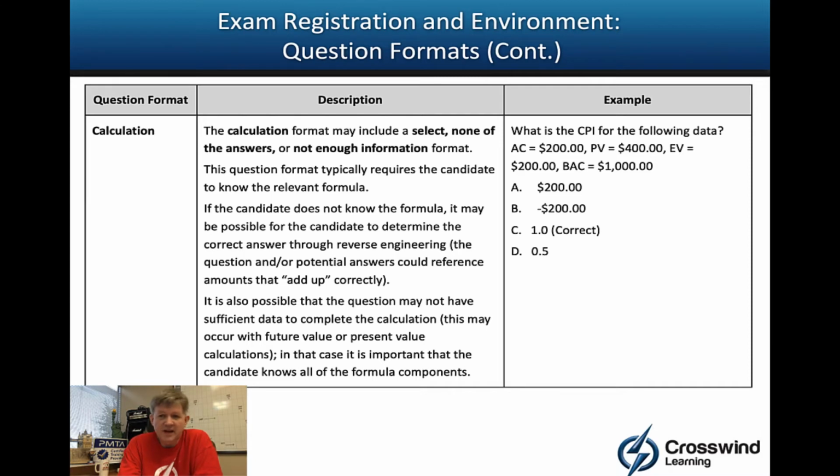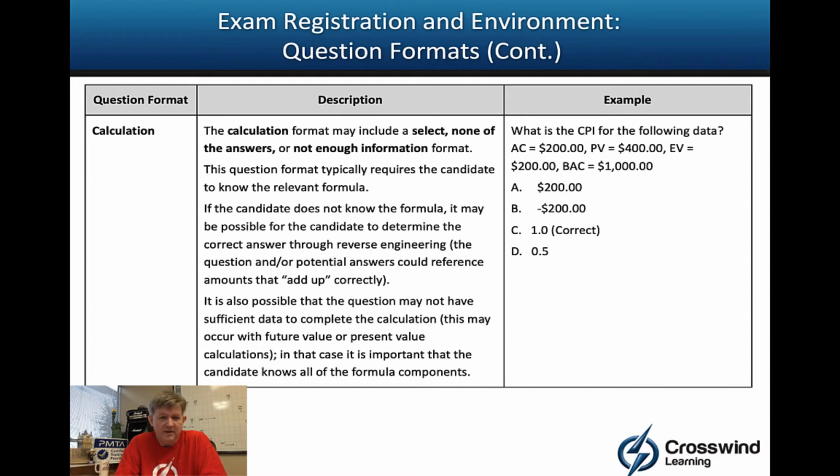Now, a calculation, pretty straightforward. What is the CPI for the following data? AC, PV, EV, BAC. Okay, CPI is EV divided by AC. So 200 divided by 200 is going to get me 1.0. Now, that might seem pretty straightforward if you have studied earned value, and you might be concerned about, oh my gosh, but what if they do who knows what? Okay, let me clarify.